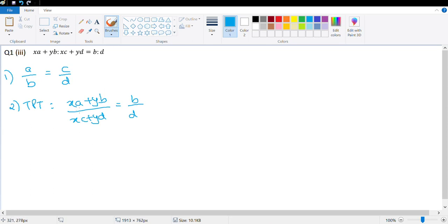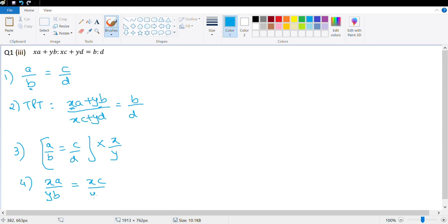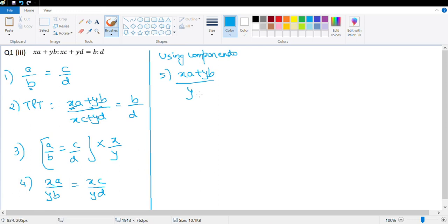I notice A has been multiplied with X and B has been multiplied with Y. So let's multiply both sides by X upon Y. So A upon B is equal to C upon D multiply by X upon Y. Yes, we are allowed to multiply both sides of an equation by the same number. So this becomes XA upon YB is equal to XC upon YD. Perfect. Now we realized originally itself that we are applying only componendo because there is only addition. So using componendo, what we get is XA plus YB upon YB is equal to XC plus YD upon YD.